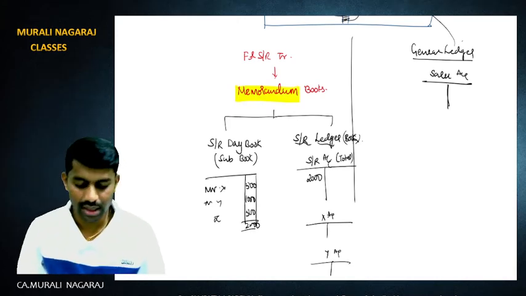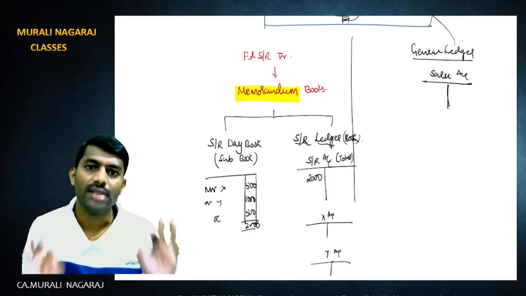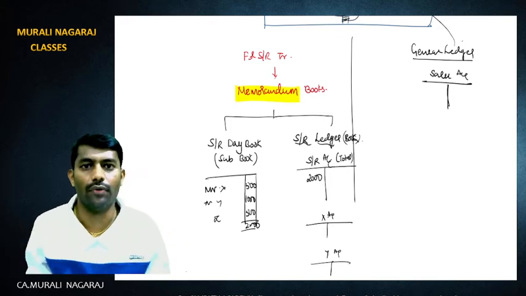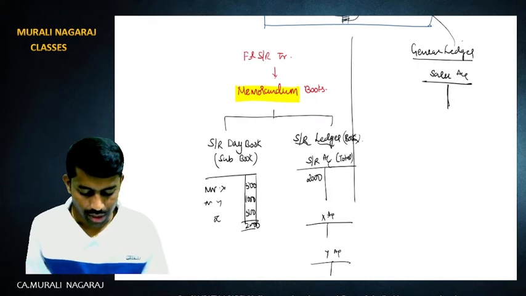Memorandum means in accounts it serves a particular purpose. Once that purpose is over, then this book itself is redundant. That is not useful for me. Correct? So now what do I do?